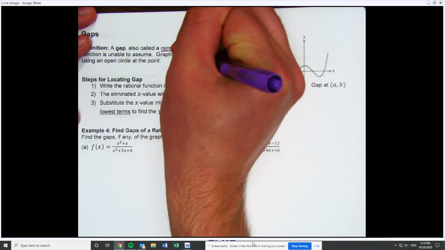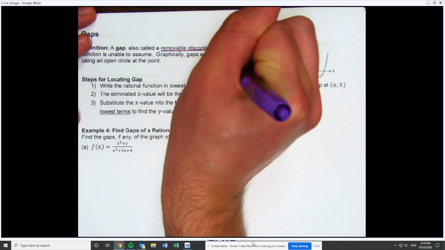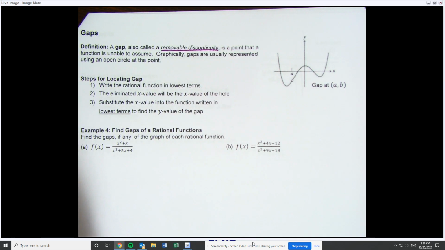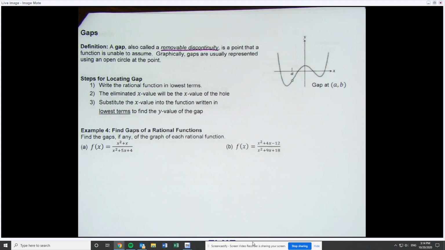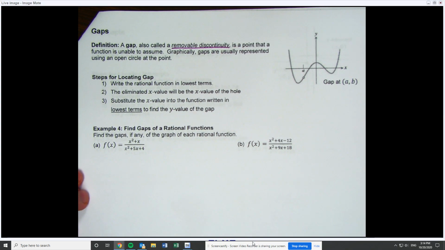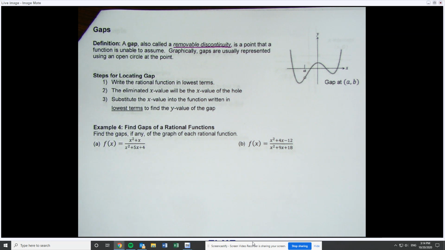Different books and different classes call them different things. So far, I've seen them called gaps, holes, and removable discontinuities. Removable discontinuity is the proper term, but the book I'm using while I'm making this lecture calls them gaps, so that's what I'll call them here.